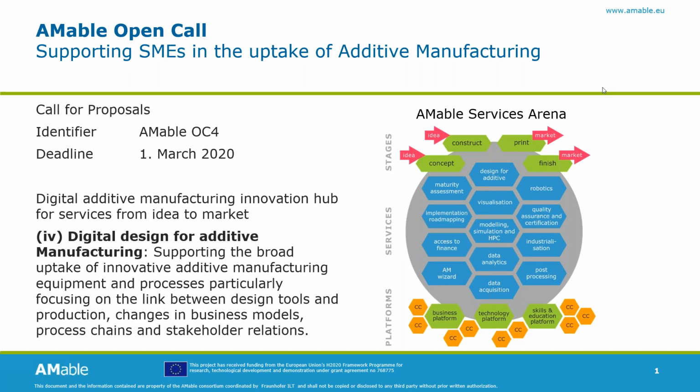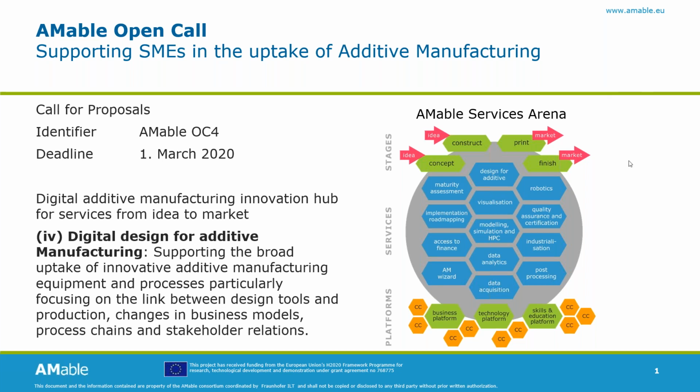As you see on the screen, there's a deadline, 1st of March. The current call identifier is AMable OC4, so that's our fourth open call. There will be a few of them in the future, but if you can make it for this deadline, then you're definitely ahead of what the future might show up.